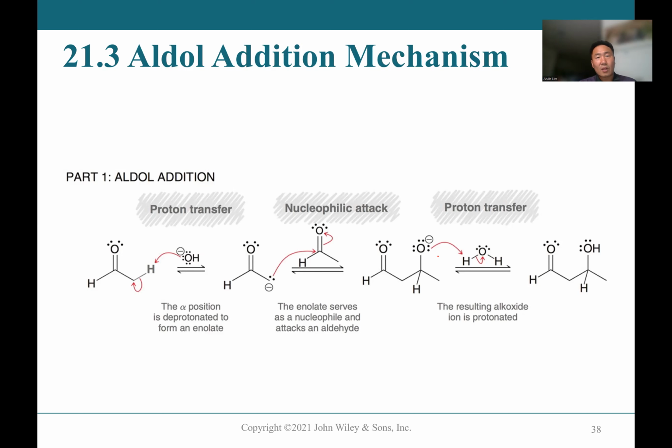We look at the aldol addition mechanism. Part 1, the alpha position is deprotonated to form enolate. Enolate serves as a nucleophile to attack the aldehyde, and after proton transfer, you can get the aldol addition product.